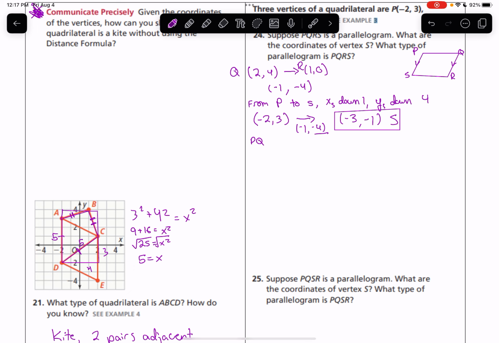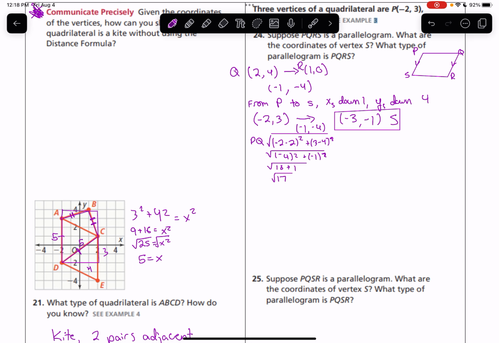So PQ, let's see, to find the side length there, that's going to be -2 minus 2 squared plus 3 minus 4 squared. I'm going to try and do this really small because I've got quite a bit of work to show here. So that's going to be -4 squared plus -1 squared, which is going to be the square root of 16 plus 1, or the square root of 17. So the length of PQ is the square root of 17.